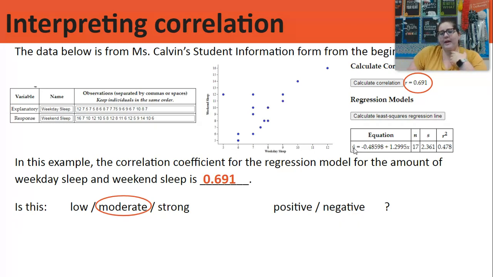Is it positive or negative? This would be positive. Remember, R is going to be positive when the association of the graph is positive. R is going to be negative when the association of the graph is negative. And it should also match the slope sign. So our slope is positive, which makes sense that our R is positive.